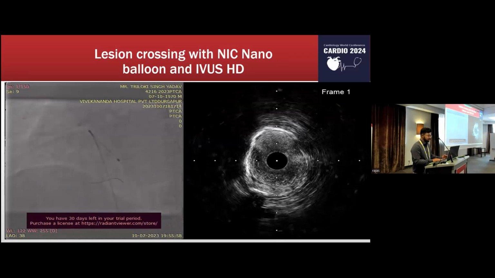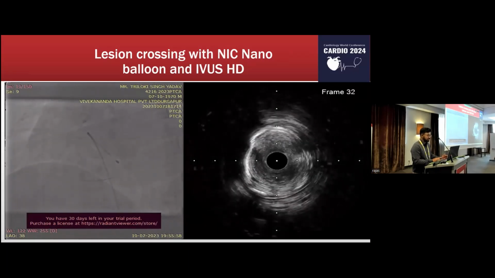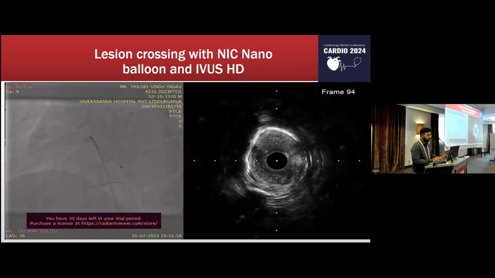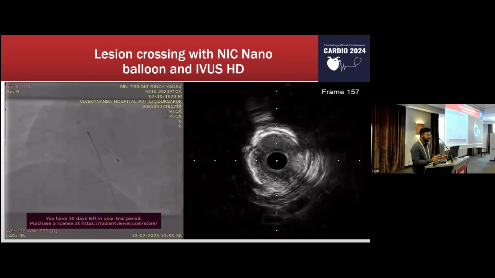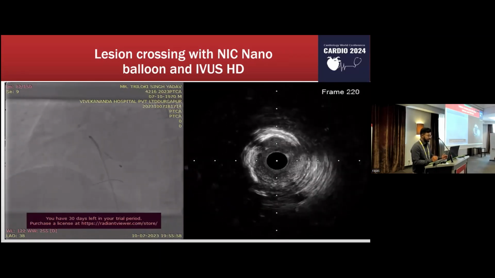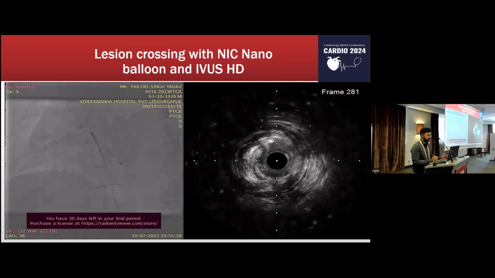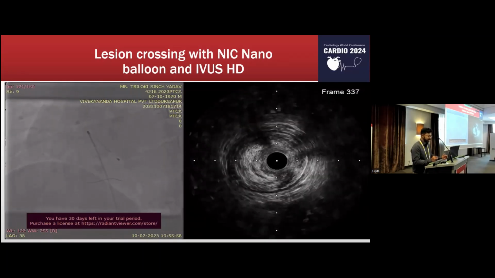So this is the IVUS run. You can see how fibrocalcific the lesion is. The arc of calcium is around 270 degrees. So that was the burden of the disease.